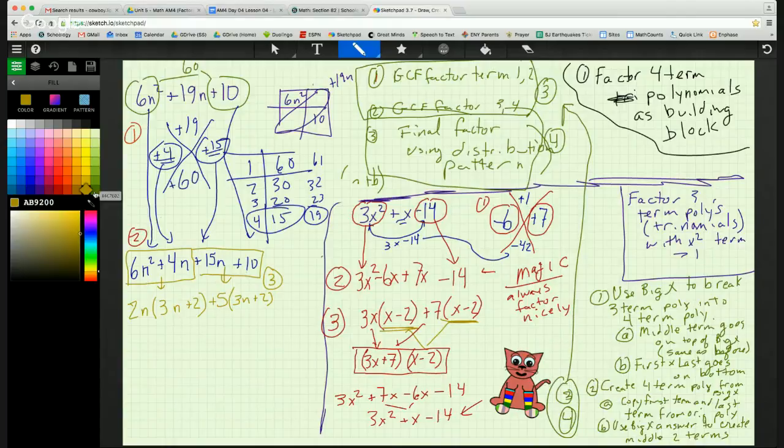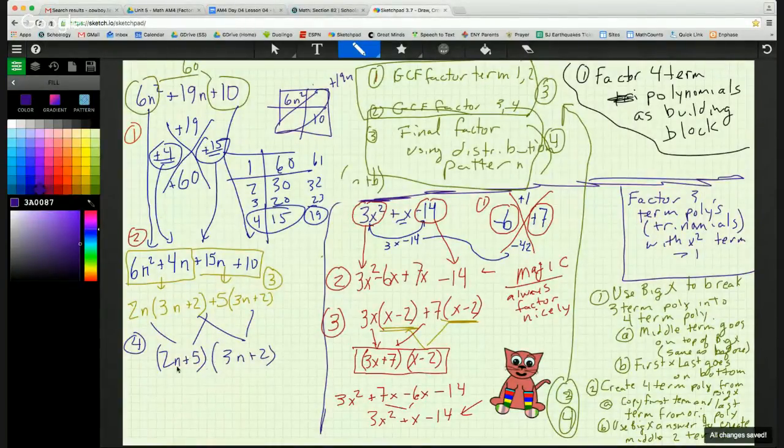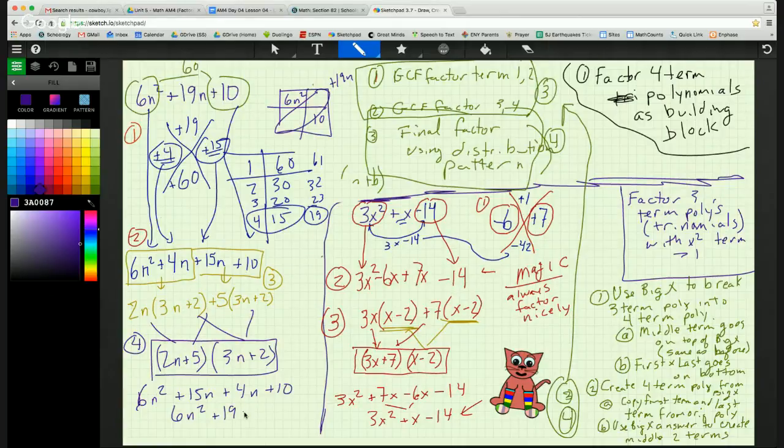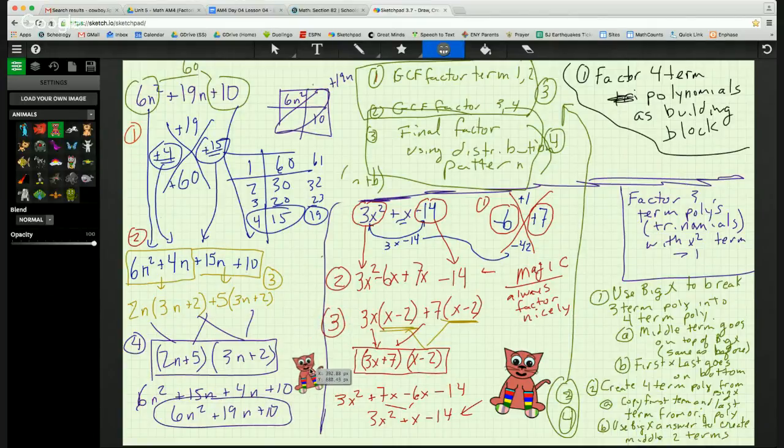And so now we're finally to step 4. Over here we got 2n plus 5. And over here we got 3n plus 2. And if we want to check it, we're going to box it, but then we'll check it and we'll say, well, 6n squared plus 15n plus 4n, 2n times 2, plus 10, 6n squared plus 19n plus 10. And that deserves another happy cat.